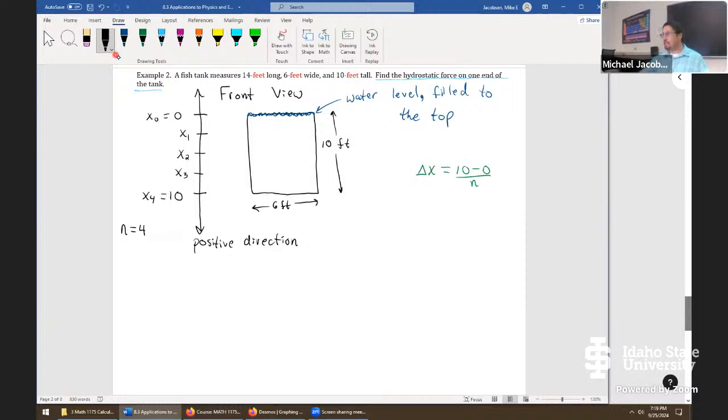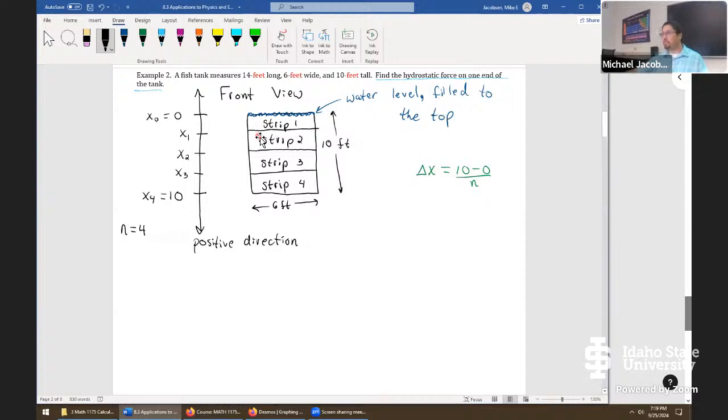Now, what can we do next? Well, the moment we found all these values, we can come over here and start breaking up the front of the face. So we could call this, as our author does, the first strip. Strip 1. The second strip goes from x1 to x2 on the scale, so strip 2, and so on. Here's strip 3 and strip 4. So now we have 4 different regions.